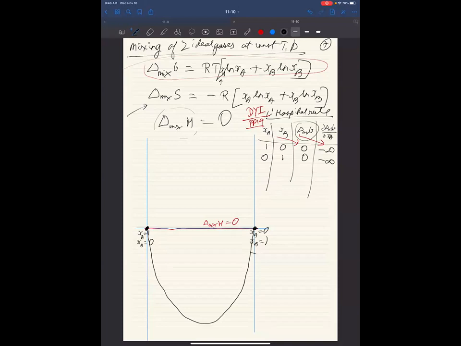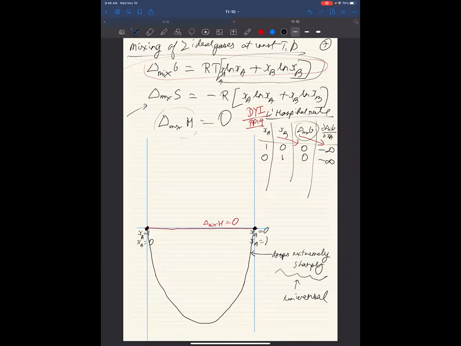And this behavior, that it drops extremely sharply, is a direct consequence of the fact that this function, when you differentiate it with respect to XA or with XB, gives a slope of minus infinity at either end. This behavior that it drops extremely sharply is quite universal. It applies for non-ideal gases also.